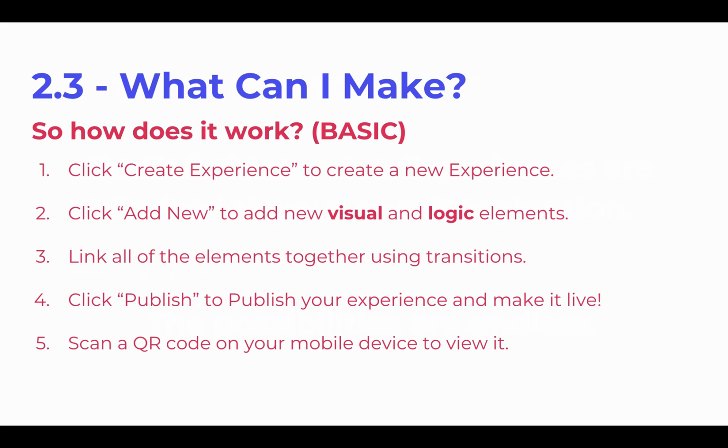First, you click Create Experience to create a new experience. Then you click on Add New to add new visual and logic elements to your experience. You link all of these elements together using transitions. You publish by clicking on Publish, and then you scan the QR code on your mobile device to view the experience.